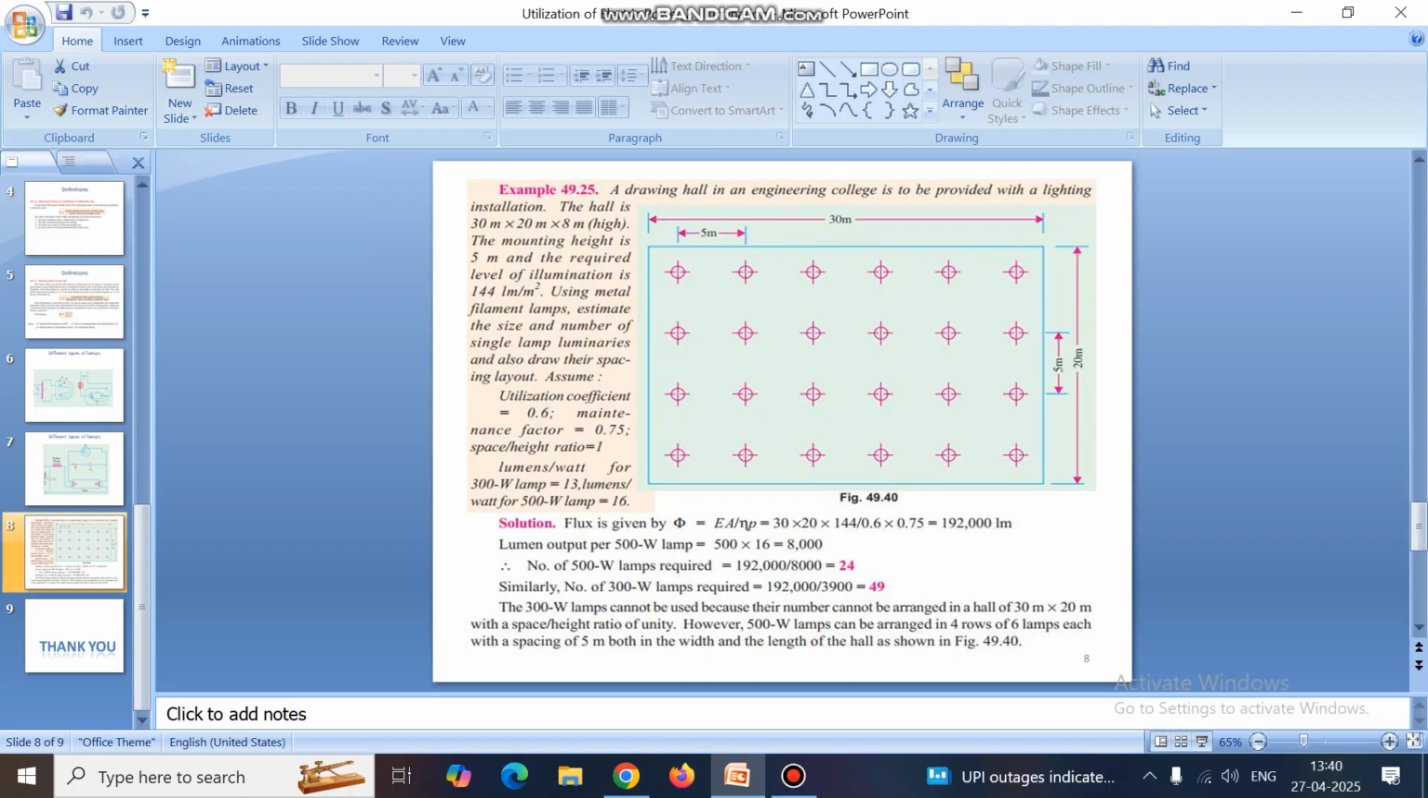If we take 49 lamps, it is unsuitable to install such a high number of lamps in the specified space. That's why we cannot take 49 lamps of 300 watt rating each. So we illuminate the space with only 500 watt lamps. The requirement is 24 lamps. Okay, thank you.